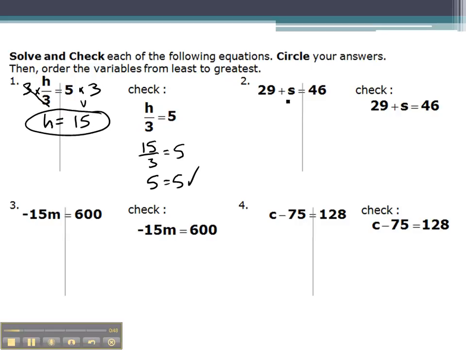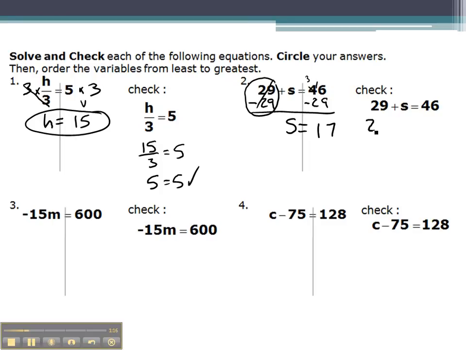Number 2, 29 plus s equals 46. We need to isolate the variable s, so I need to get rid of this 29 by subtracting 29. I can do that as long as I do the same thing on the other side. Positive 29 and negative 29 is 0, so on the left side of the equation we have s equals, right side of the equation, 16 minus 9 is 7, 3 minus 2 is 1, so s equals 17.